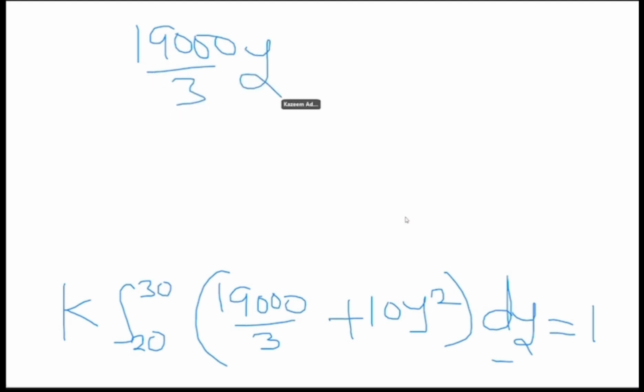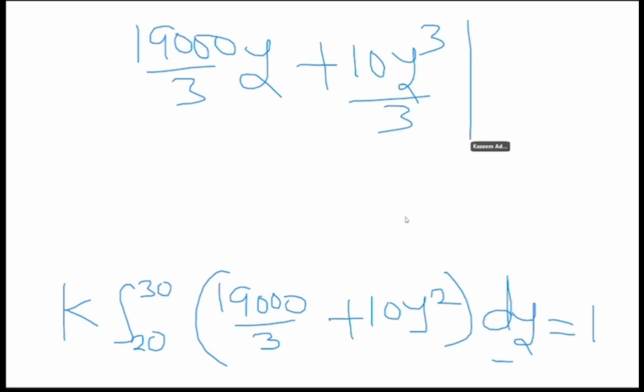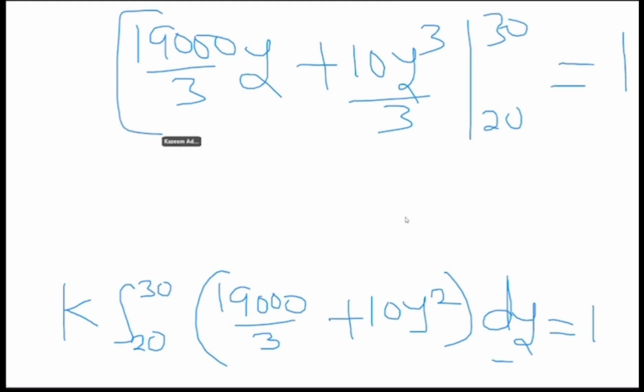Okay, the other guy is basically going to be 10y raised to power 3 divided by 3. Then I'm actually going to go 20 to 30. Then I'm actually going to put 1 here. And don't forget, there is a k, a constant outside. That's exactly what we're looking for, right?